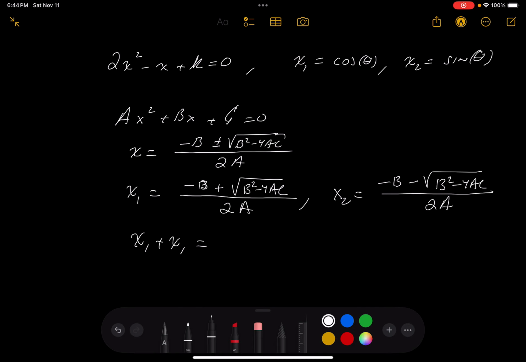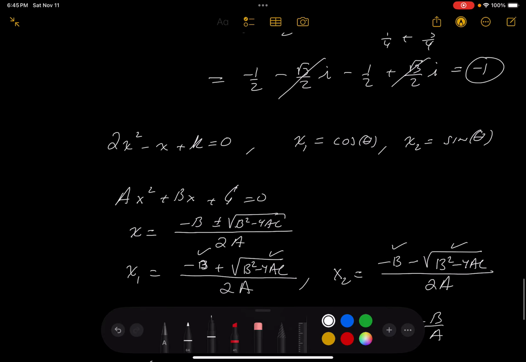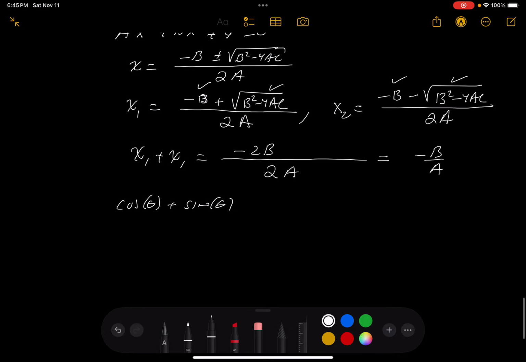Now, if you add x1 and x2 together, what would you get? Let's put that down. You get a common denominator of 2a, and if you add these together, you get minus 2b. What's nice is the square roots just disappear. They cancel. So what do you get? Minus b over a. So I have the sum. What do I know? I know the cosine of theta plus the sine of theta. They said the roots are sine and cosine, right? What's that going to equal?